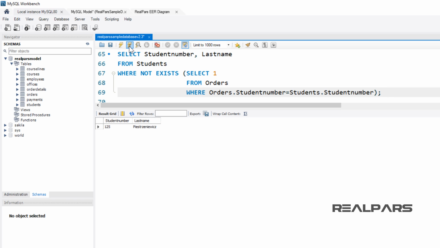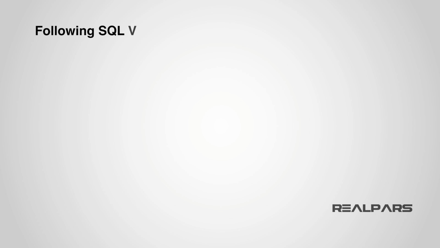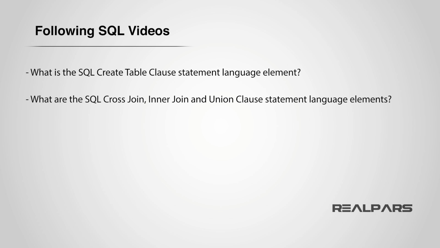Now, we are ready to learn about additional database definition statements, such as joining tables together to list columns in a result from multiple tables. This concludes the video, What are the SQL Subquery and Exists clause statement language elements? The next SQL lessons soon to be available are: What is the SQL create table clause statement language element? What are the SQL cross-join, inner join, and union clause statement language elements?